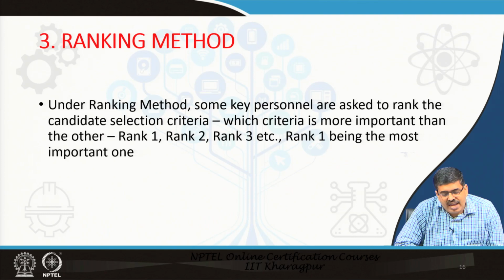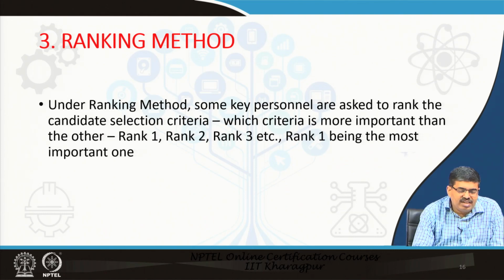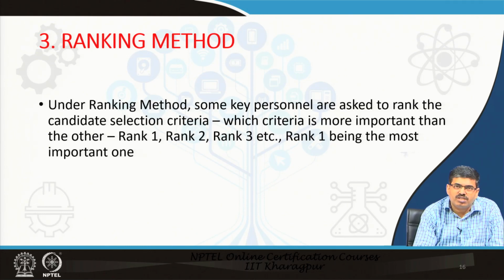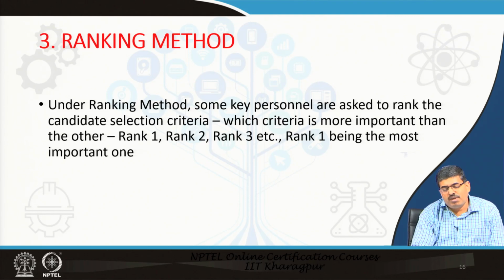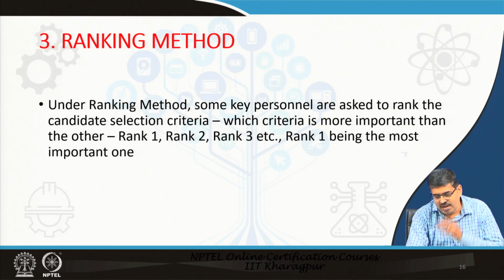Under the ranking method, some key personnel are asked to rank the candidate selection criteria. Which criteria is more important than the other? Rank 1, 2, 3, etc. Rank 1 being the most important. I am repeating again: under the ranking method, key personnel rank the candidate selection criteria, rank 1, rank 2, rank 3, with rank 1 being the most important one.